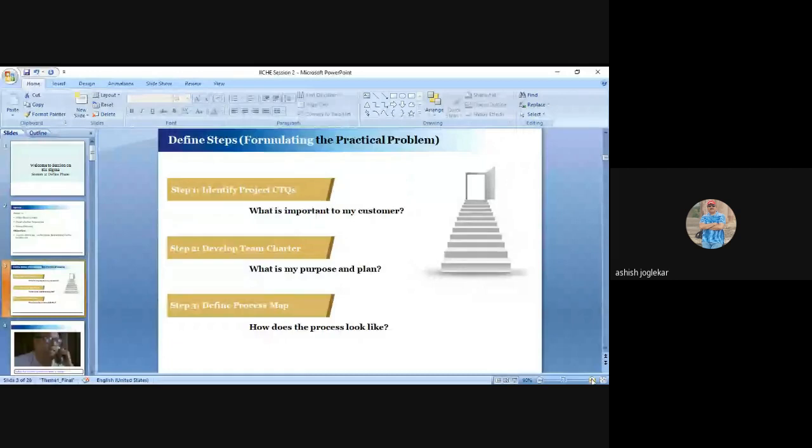So we must have a define as-is process. So it is called define a process map. So these are three steps in define phase: identify the project CTQ, that is identify the project, develop team charter or project charter, and define the process map.